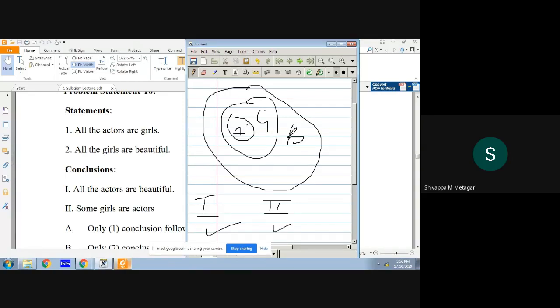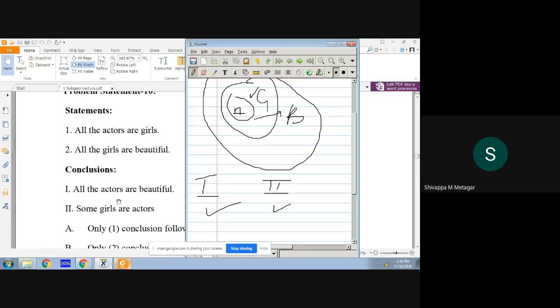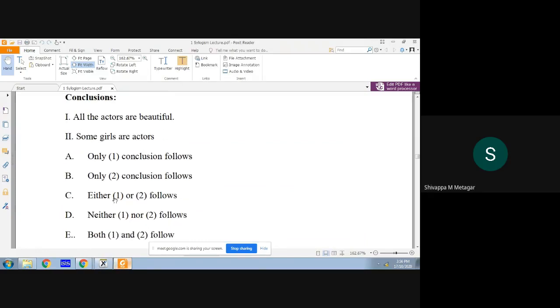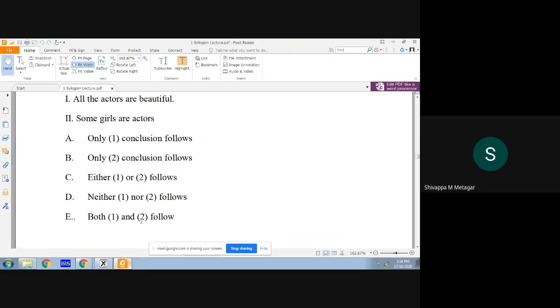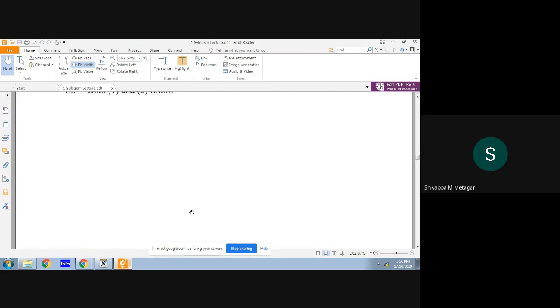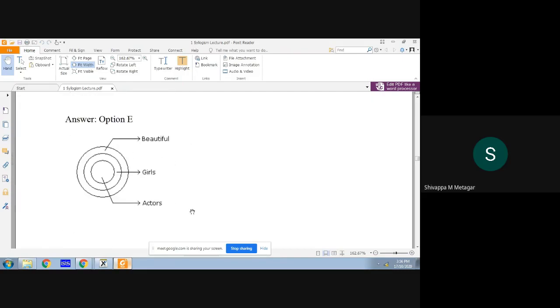The second one is some girls are actors. We are coming in the reverse direction. Actor is there here. The second one is right. The first one is all actors are beautiful. All actors are inside the beautiful. Now we are going in this direction. Okay. Both 1 and 2 are sufficient to answer the given question. Both 1 and 2 follow to give the right answer. Okay.